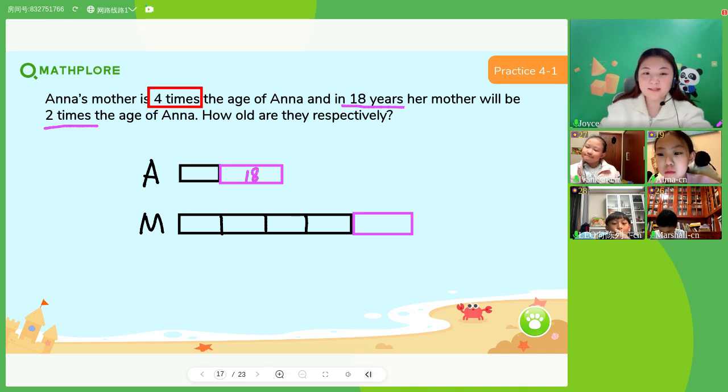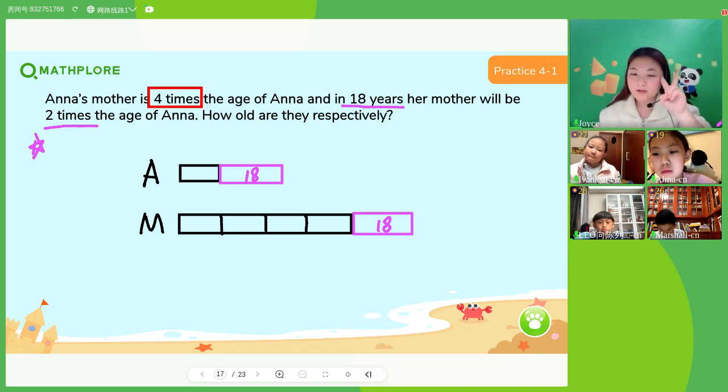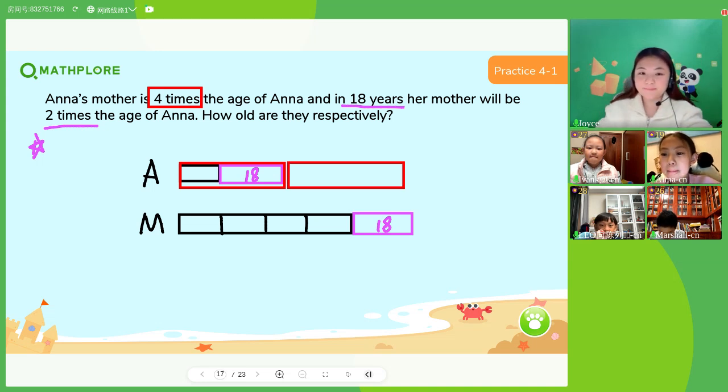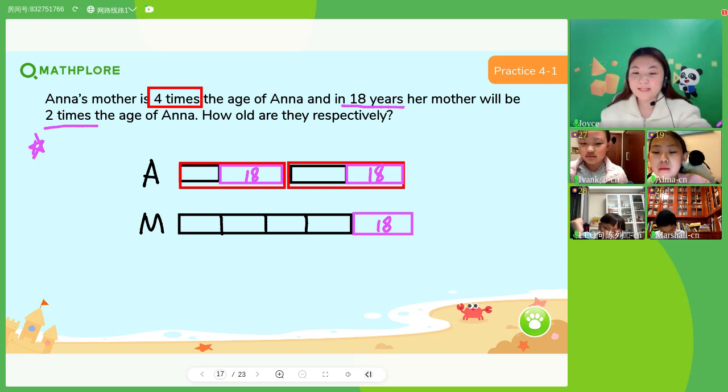Like this, we mark the number 18 here. In 18 years, we have the new multiple relationship. This time, the mother's age becomes 2 times her age, which means if we copy, see, this is 1 for Anna, right? If we copy twice, oh, that's too long. Okay, so that means now they represent the same age. Do you agree? We draw 1 more like this, the purple part. Okay. Do you agree, everyone? So they represent the same age now. So when we have equal parts, we can cross out the equal part, right?